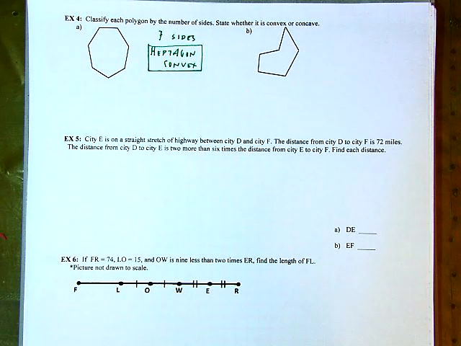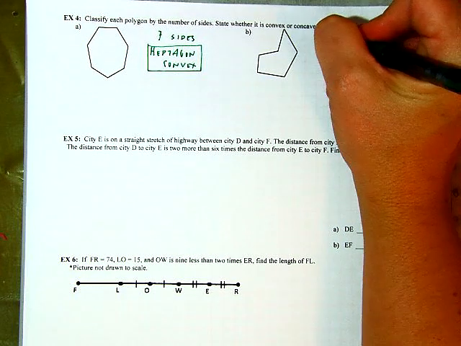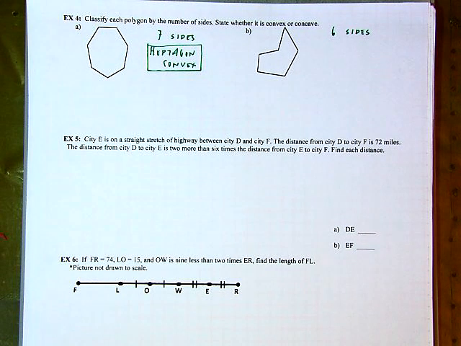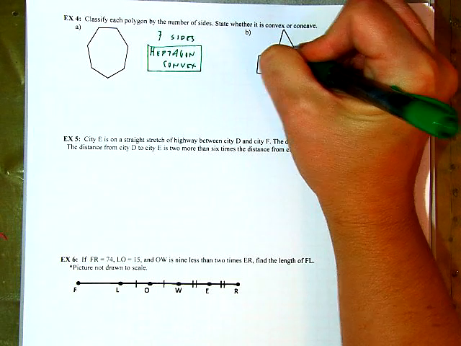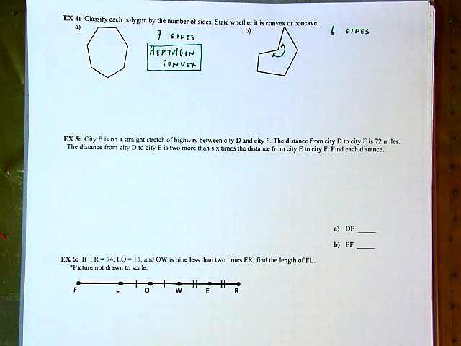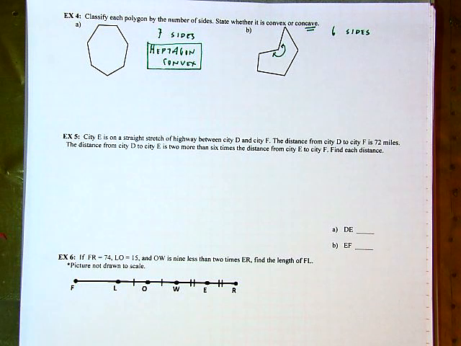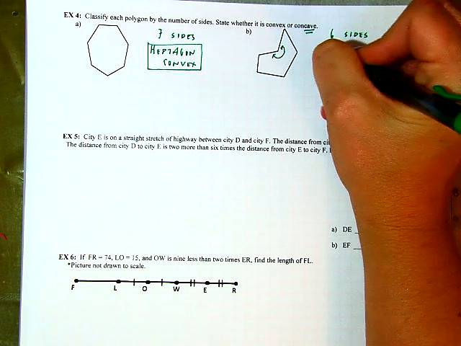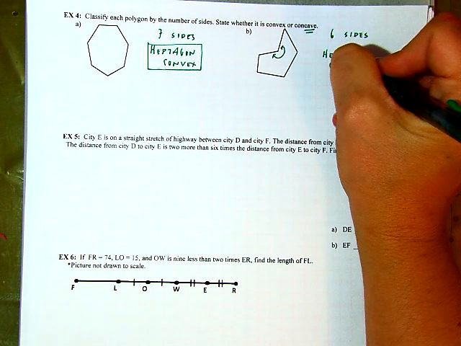Okay, over here in B, let me count them. 1, 2, 3, 4, 5, 6. We have 6 sides. Okay, 6 sides means it's a hexagon. And then here I see that this angle, right, a really big angle, is in excess of 180. I can see that there is a cave built into it. Let me remind you of that. So concave, there's a cave built into it. This is an example of concave. So this is a hexagon, right, because of the 6 sides, and it's also concave.